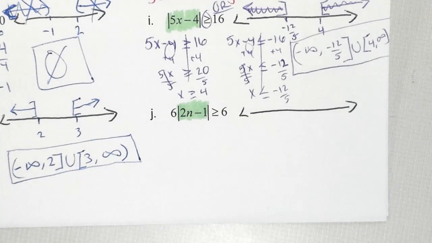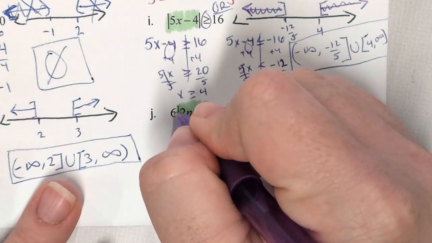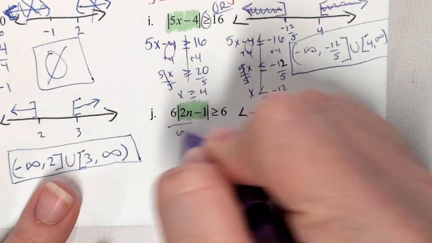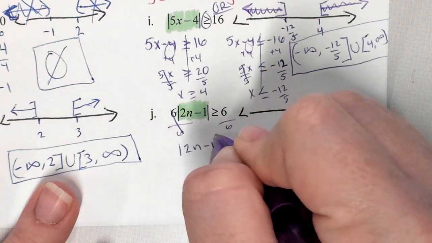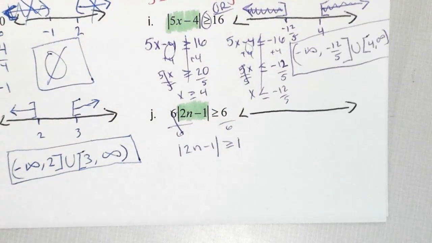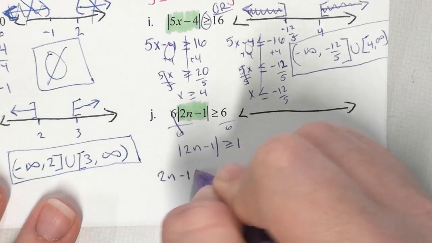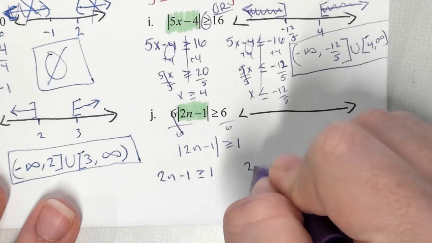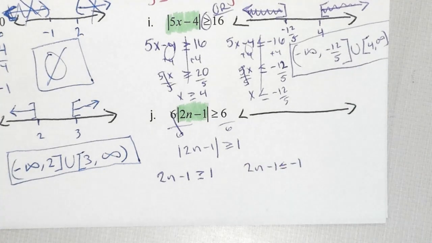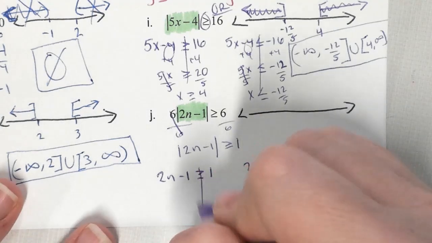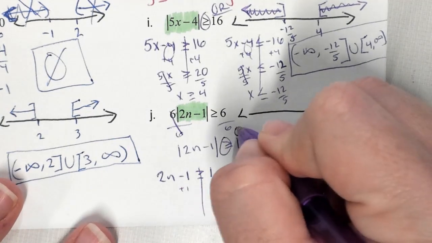On this one, on J, we have to divide both sides by 6 because it's touching. Okay, divide by 6, divide by 6. I get the absolute value of 2n minus 1 is greater than or equal to positive 1. Now that my absolute value is alone, I separate. So 2n minus 1 is greater than or equal to 1. 2n minus 1 is less than or equal to negative 1. And this is a greater than OR problem.